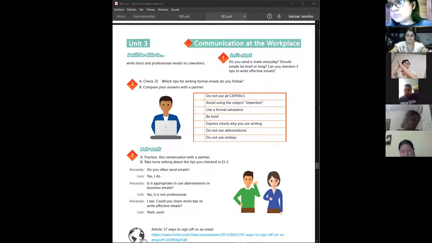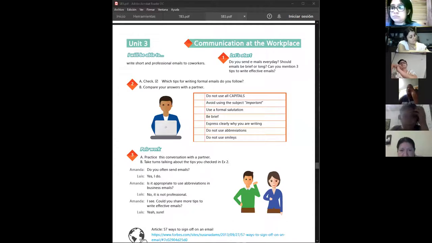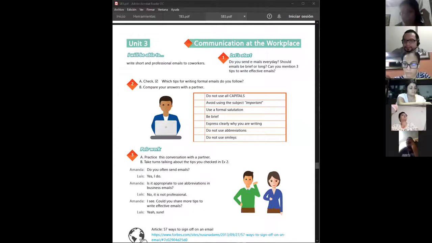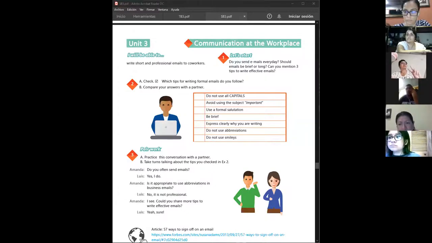What do you think, guys? ¿Qué dicen los demás? Rayos, me sacaron del grupo y estoy yo. ¿Qué dicen los demás? ¿Cuál pregunta? Number two. Okay.